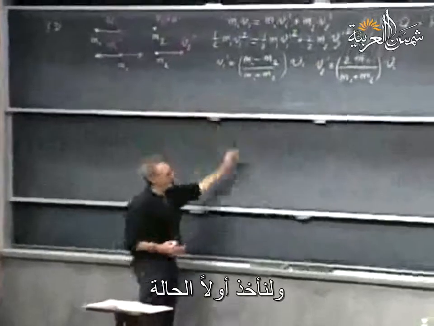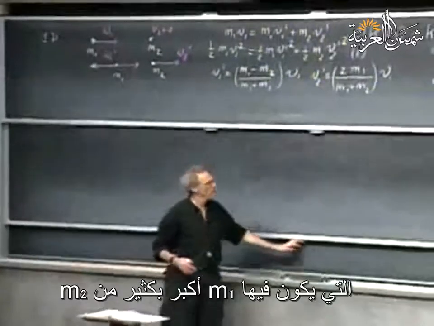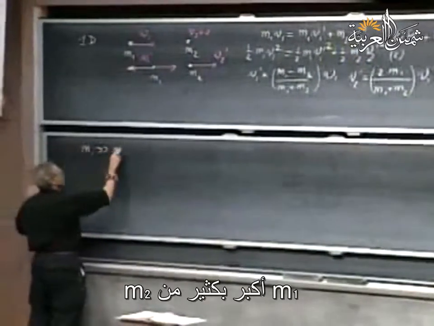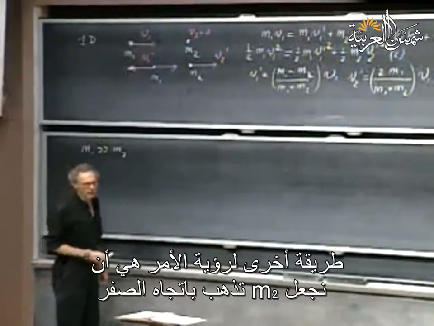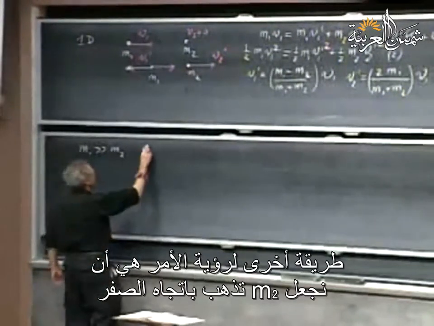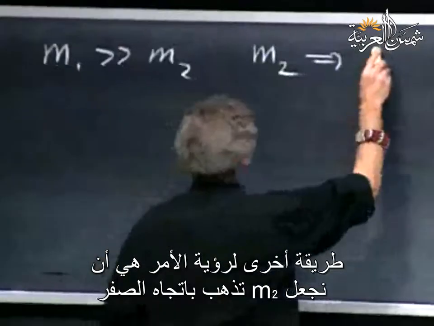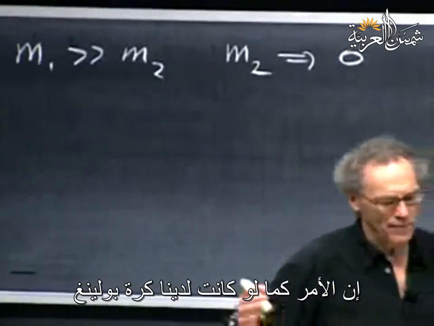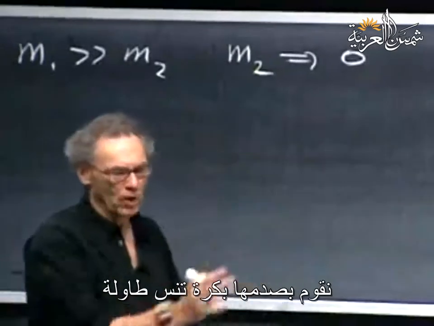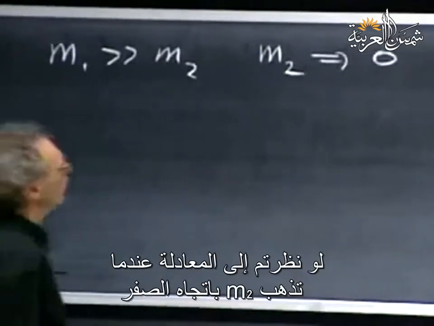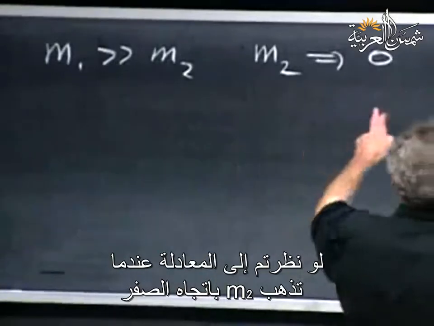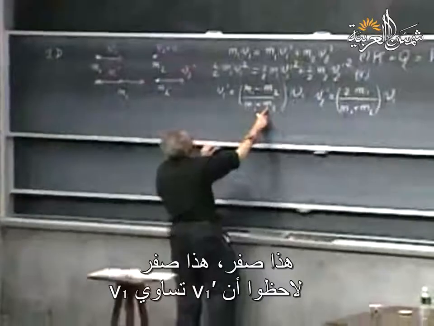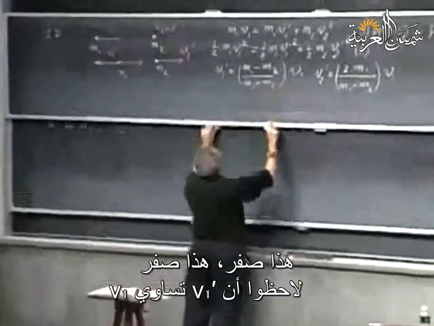Let's first take the case that M1 is much, much larger than M2. Another way of thinking about that is to let M2 go to 0, the limiting case. It's like having a bowling ball that you collide with a ping pong ball. If you look at that equation, when M2 goes to 0, this is 0, this is 0, notice that V1 prime equals V1.